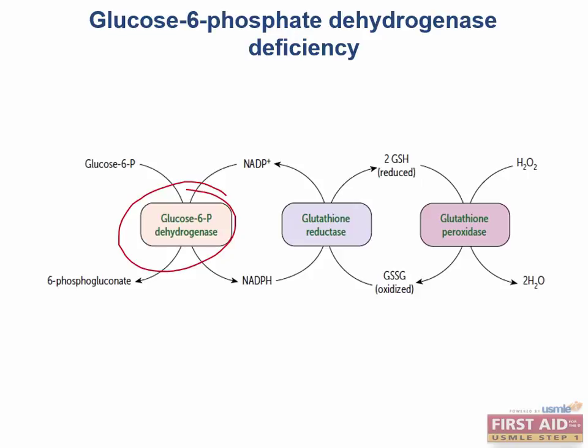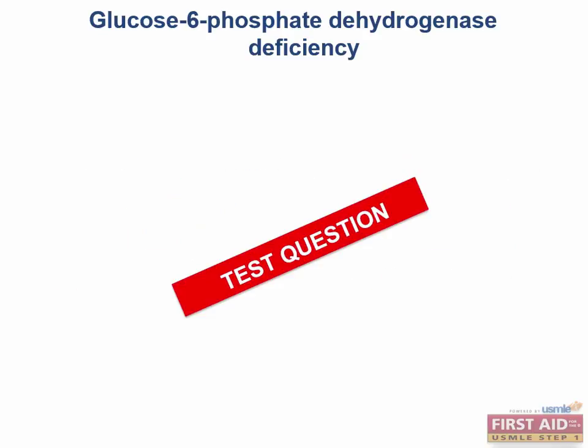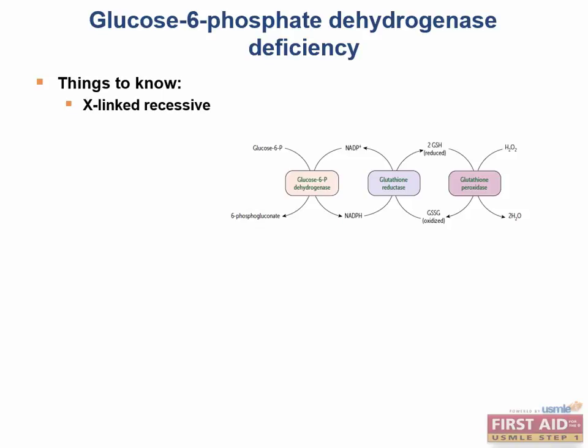Well, that's the HMP shunt, right? If we're missing the key enzyme glucose 6-phosphate dehydrogenase of the HMP shunt, we can't make enough NADPH, and our body is at risk of experiencing excess oxidative stress. What's this? An almost guaranteed test question. Yeah, that's right. The boards love this enzyme, so I'd pay close attention if I were you, at least for the next few minutes. Well, G6PD deficiency is actually the most common human enzyme defect, and it's X-linked recessive.